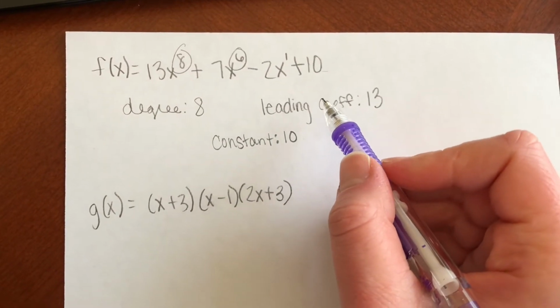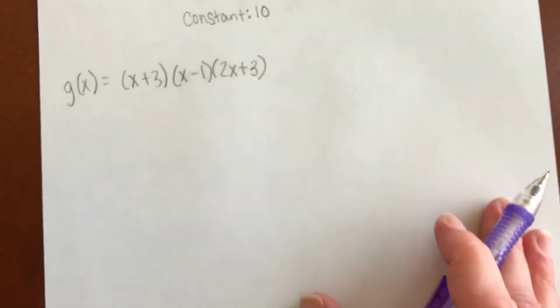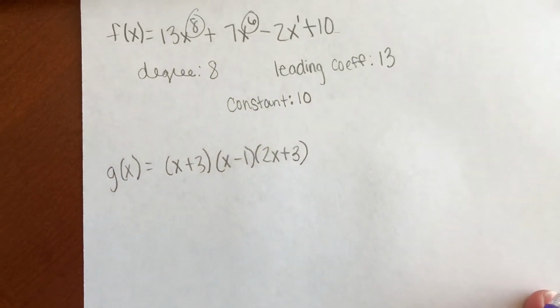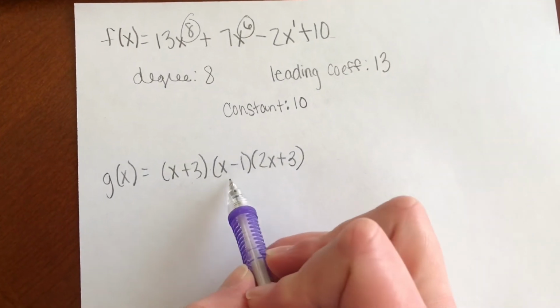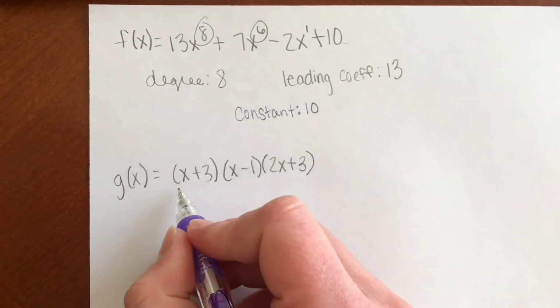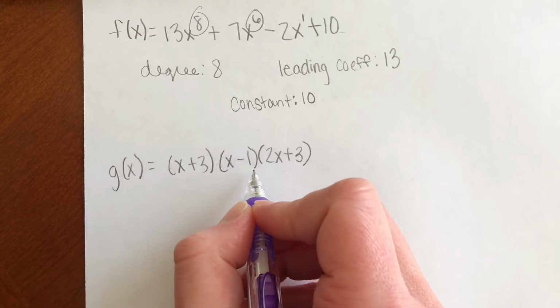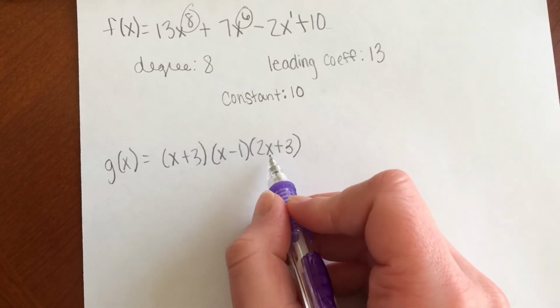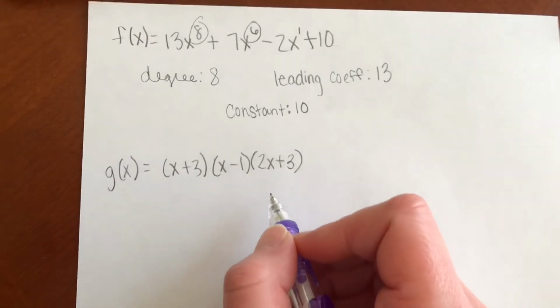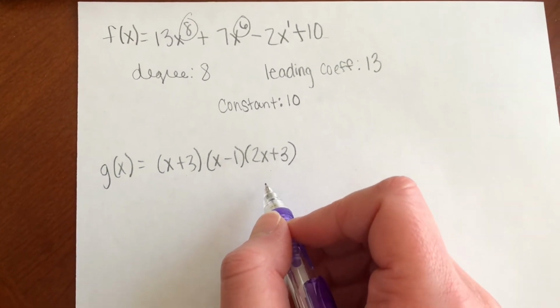If our equation is not in standard form, like our second problem here, we have a little bit more work to do. So you can multiply this out using the box method. Multiply x plus 3 times x minus 1, get that answer, and then do a second box to multiply it by 2x plus 3. But there are a few shortcuts that we discussed in class to help you through that process.